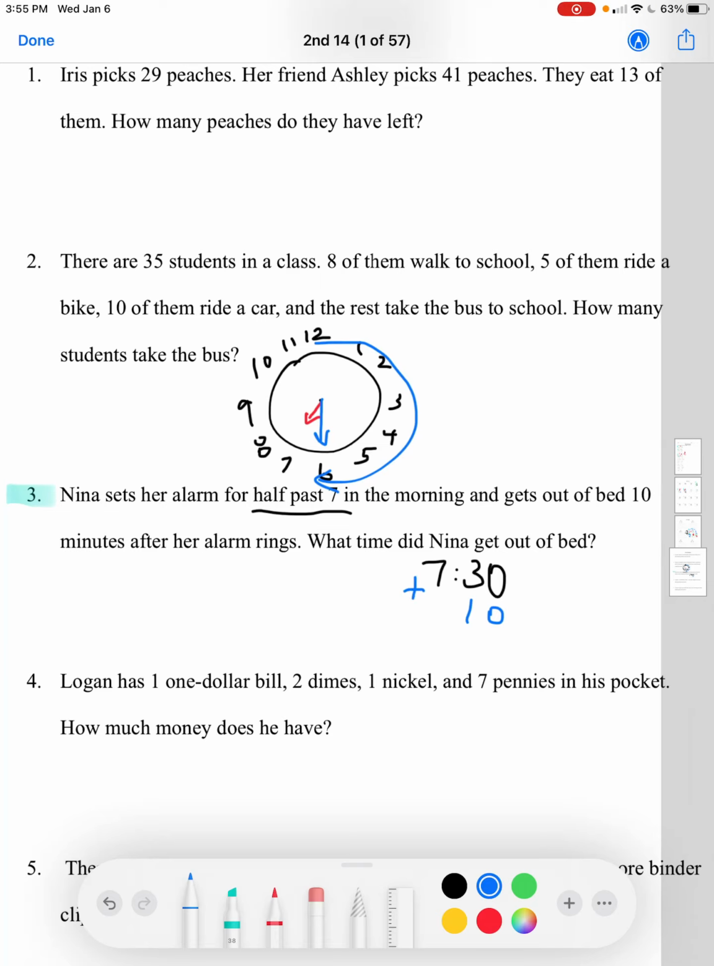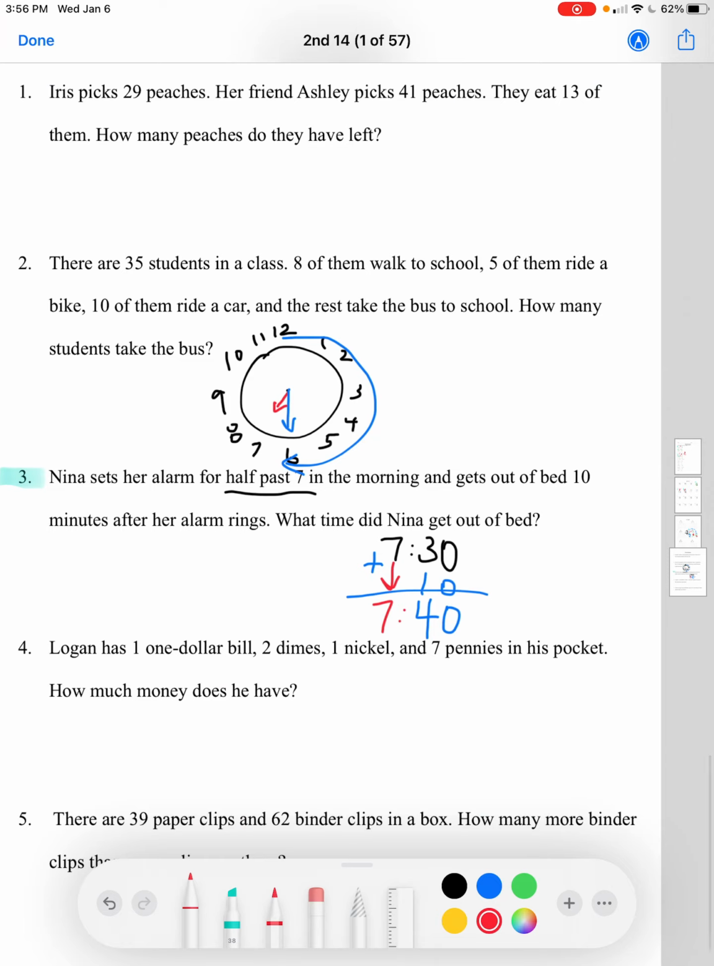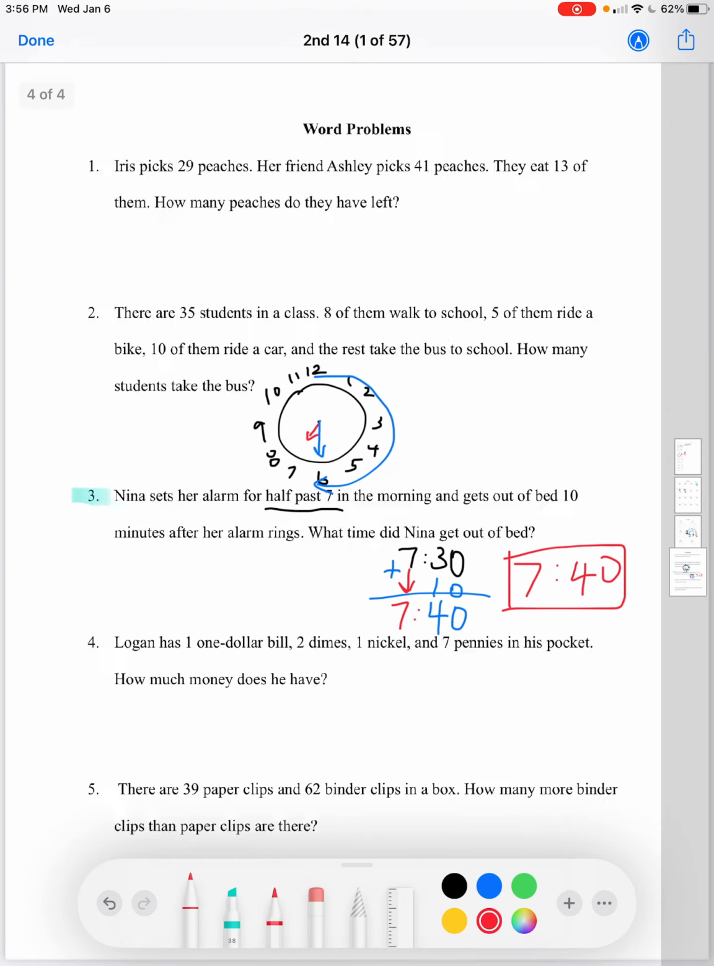We're going to have to add it to the time to see what time she got out of bed. So let's add the minutes right here. 0 plus 0 equals 0, 3 plus 1 equals 4. And then the hours, we'll just bring this down, 7:40. So Nina got out of bed at 7:40 in the morning.